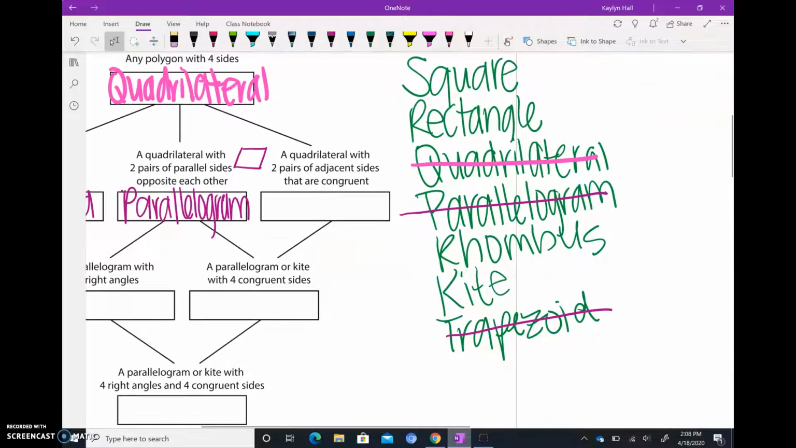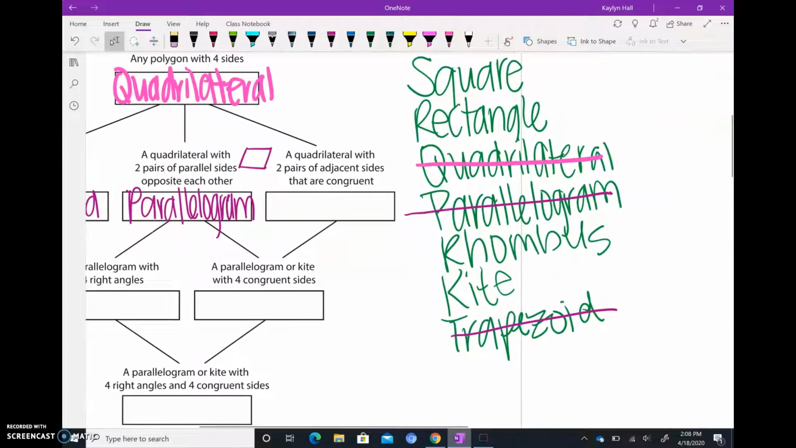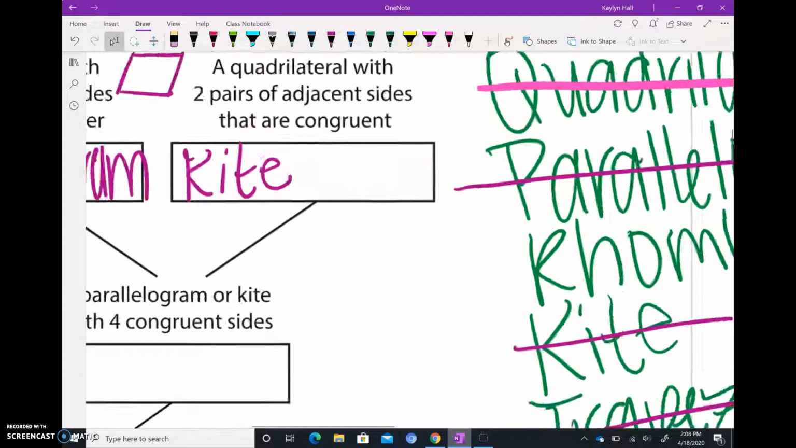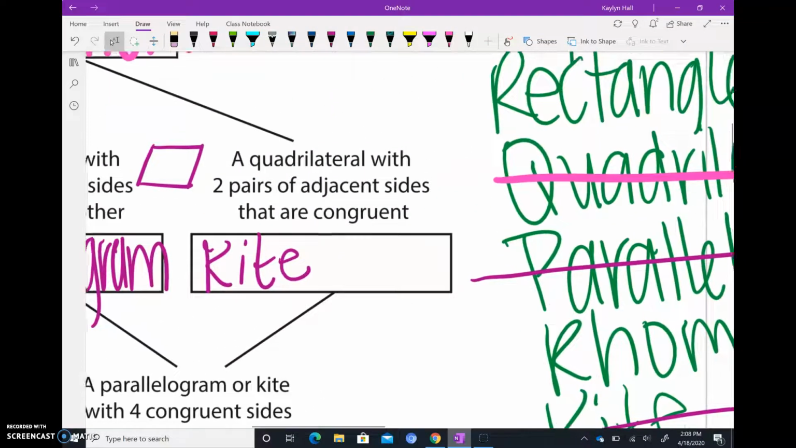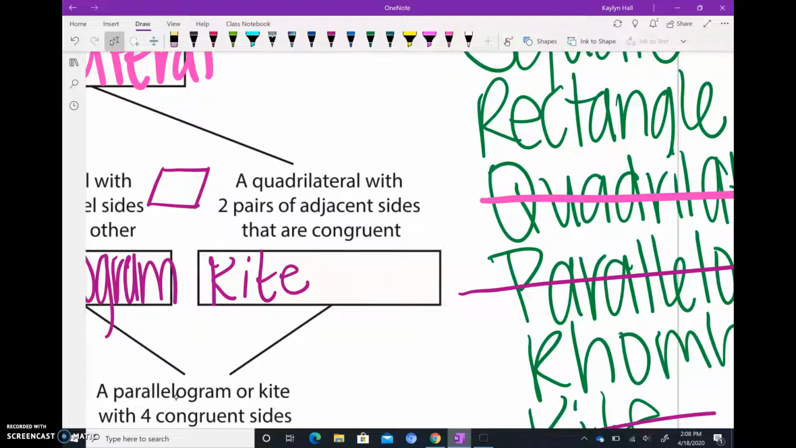And the last little branch we've got here, a quadrilateral with 2 pairs of adjacent sides that are congruent. And that definition might look a little bit new for you, which means it's our kite. Adjacent means next to each other. So it's got 2 pairs of sides that are touching that are congruent. So a kite kind of looks like this. There's 1 pair of sides that are touching that are the same length. And then here's another pair of sides that are touching that are the same length.